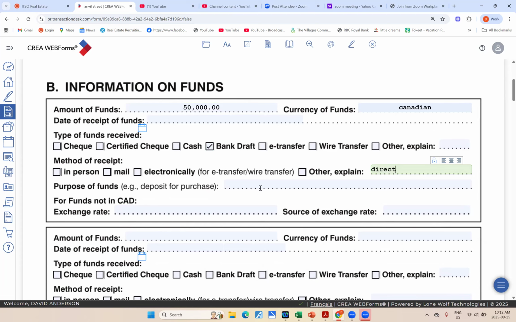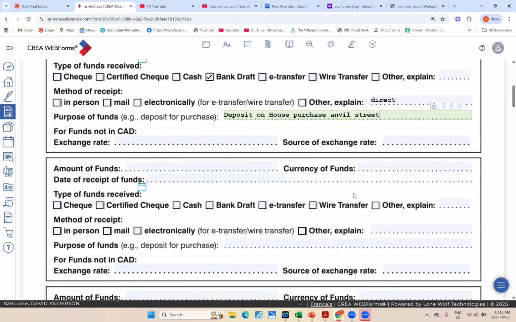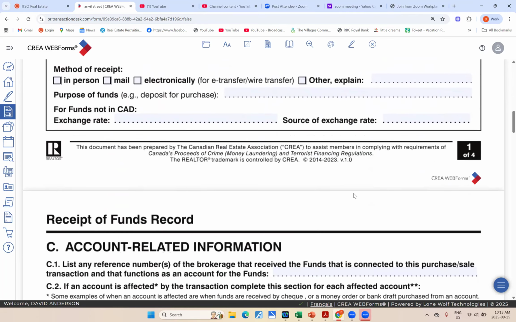And then the purpose of the funds, is it going to be a deposit on a home purchase? Then you can put the address in here too, Anvil Street. And then for funds not in Canadian dollars, the exchange rate and the source of exchange rate. So we're only going to take Canadian dollars anyway, so that's irrelevant. And then the rest are for multiple checks.